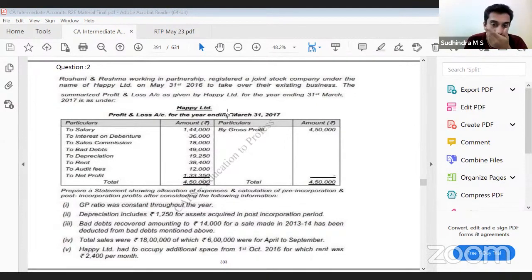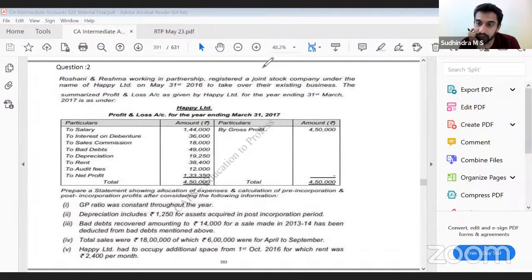What is the date of incorporation? May 31st, 2016. So in that case, what will be our time ratio? 1:5. Yeah, April, May, 2 months, pre-incorporation, and from June, it is 10 months post-incorporation. 1:5 is the time ratio. Sales ratio? 1:2?